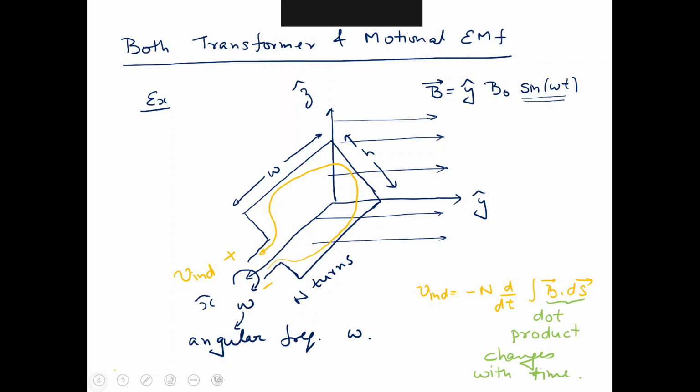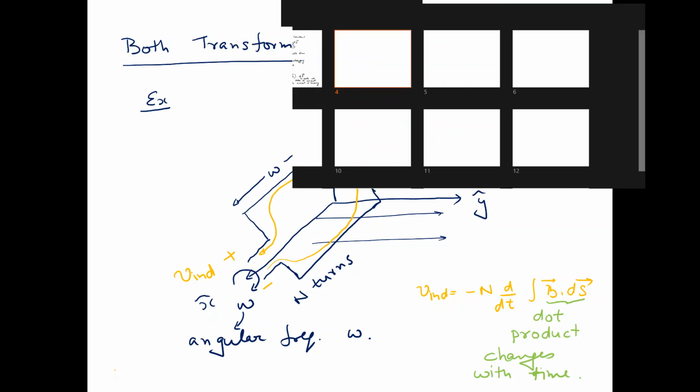When the circuit is in the XZ plane, my surface normal is going to be plus Y. This surface normal keeps on changing. Let me just show it on my view. I'll just turn the video on for a second.